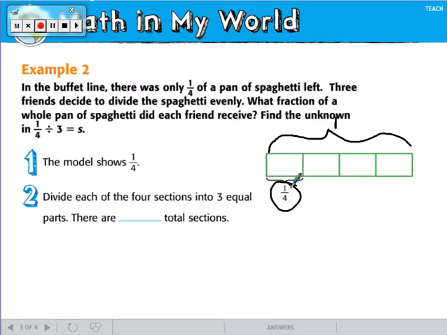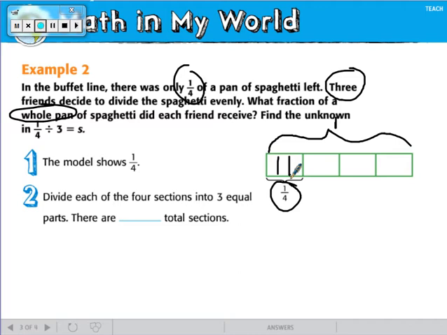It says 3 friends decide to divide the spaghetti evenly. How many friends? 3 friends. 1/4 of a pan. What fraction of a whole pan of spaghetti did each friend receive? Find the unknown in 1/4 divided by 3. So what we do is we take our 1/4, and how many pieces do we have to break it into? 3 pieces.